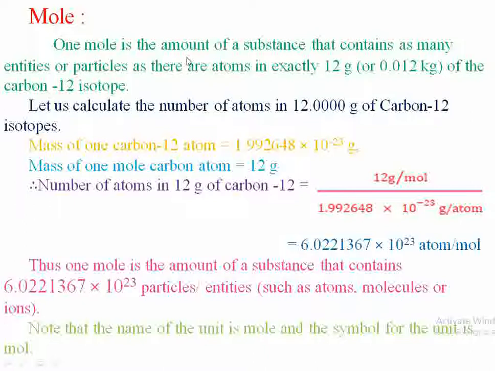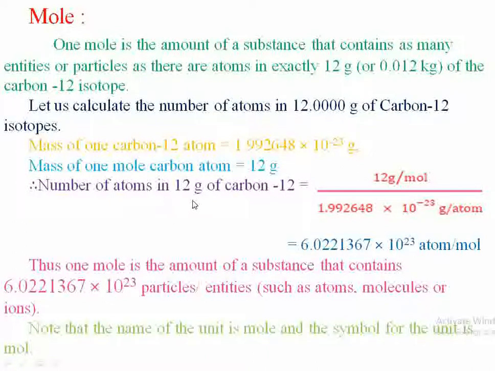One mole is the amount of the substance that contains as many entities or particles as there are atoms in exactly 12 grams of the carbon-12 isotope. For example, the mass of one carbon-12 atom equals 1.992648 × 10^-23 grams. Therefore, the mass of 1 mole of carbon atoms equals 12 grams.